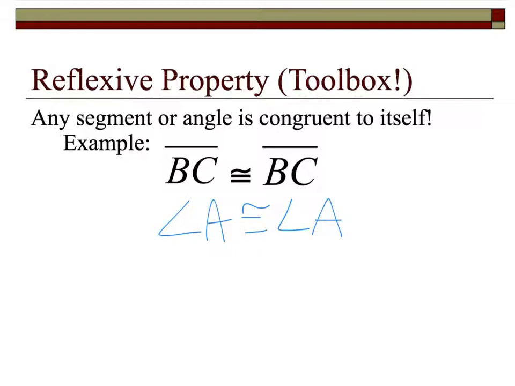However, this is one of the most misused properties in all of geometry, so be careful when using it, and I will point out some mistakes along the way that many students make, because I can see the future, okay? But reflexive property, jot that bad boy down. Any segment or any angle is congruent to itself, and it is actually useful.